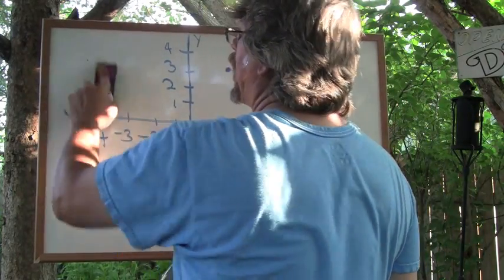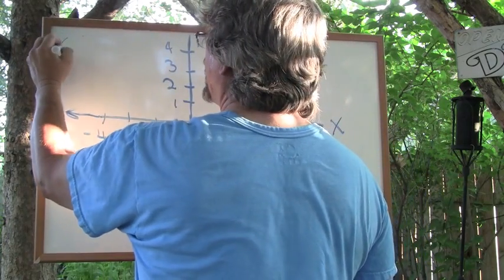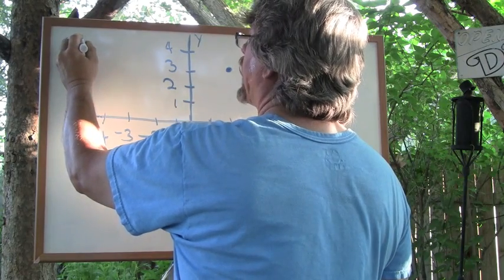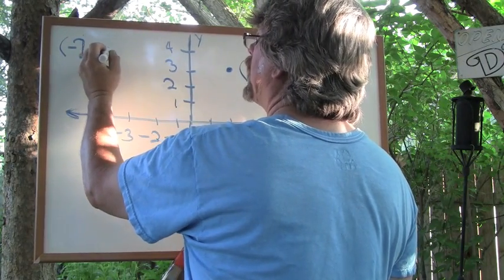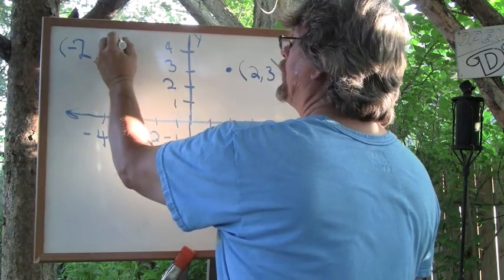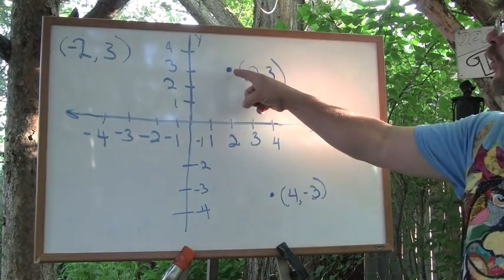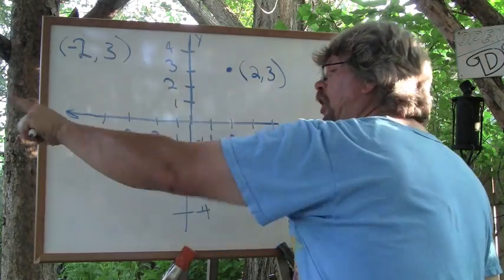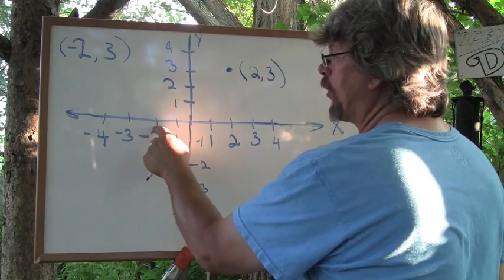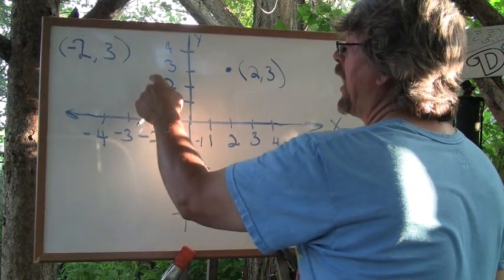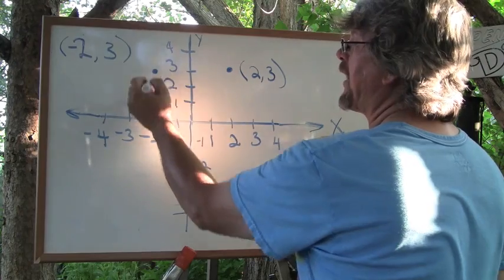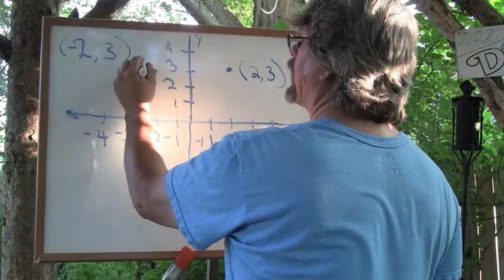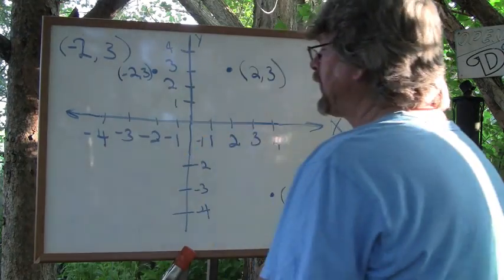What if we're asked to plot the coordinate points of -2 and 3? Now here we had 2 and 3. We went over 2 and up 3. We just do the opposite here. -2, we're going to go to the left in negative territory, 2 units, and then we're going to go up 3 units, and there's where we plot that point. This point is -2 and 3. See how that works? Piece of cake.